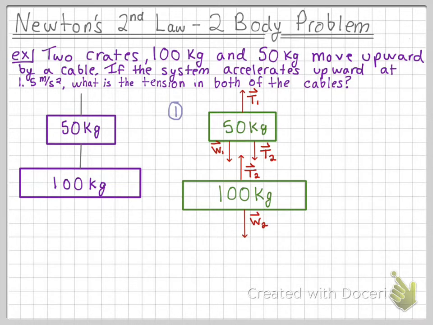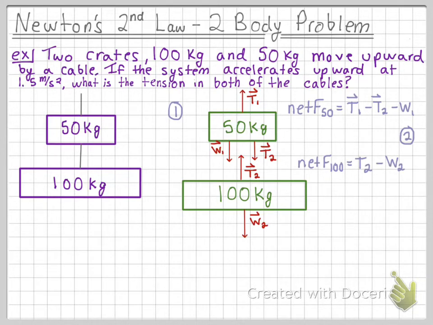The second step to solving Newton's second law problems is to write out the net force acting in the x and y direction. Since we only have forces acting in the y direction, we will just write the net forces acting in the vertical direction for the 50 and 100 kilogram blocks. Let's look at the 50 kilogram block first. If we call up positive, then we would say the net force is equal to tension 1 minus tension 2 minus weight 1, since tension 1 is pointing up and weight 1 and tension 2 are pointing in the negative direction. Now let's look at the net force acting on the 100 kilogram block. Since up is positive, we know that the net force is equal to tension 2 minus weight 2.